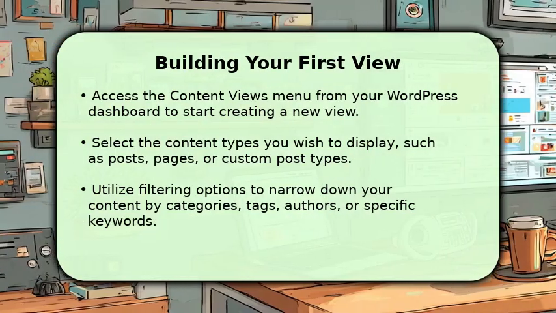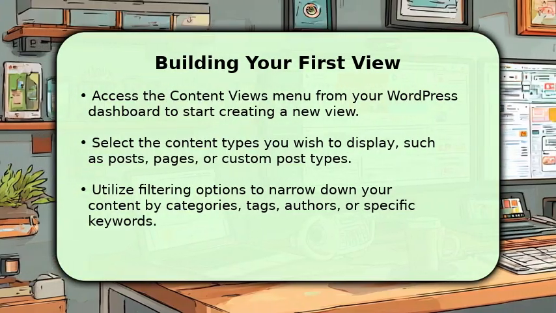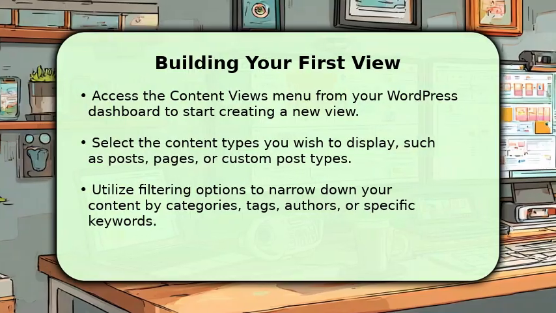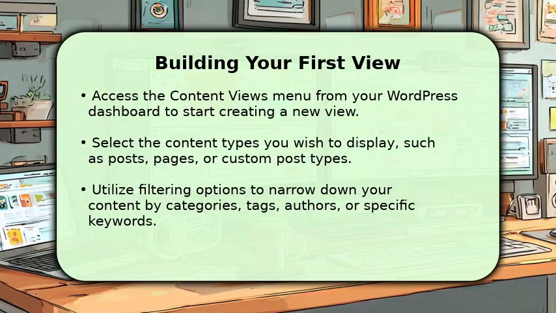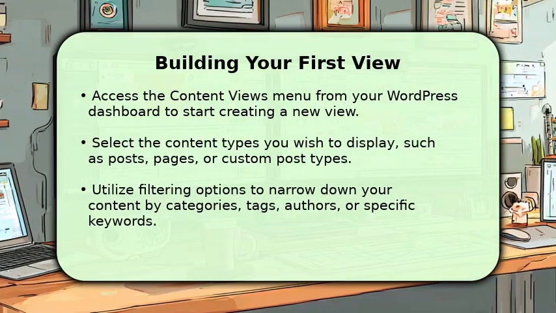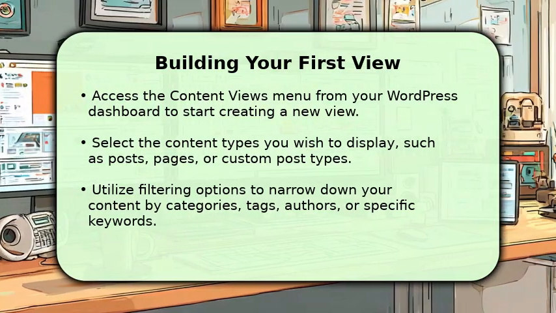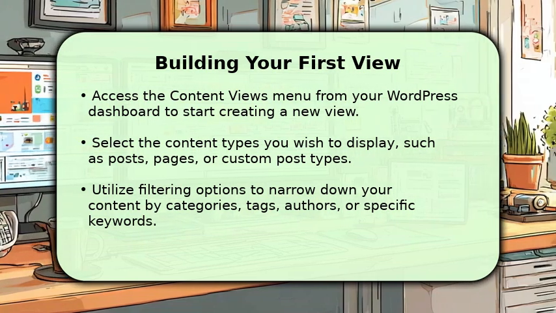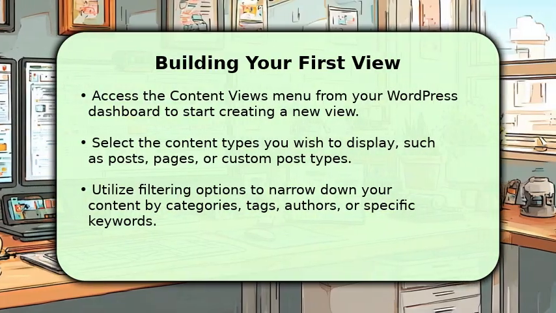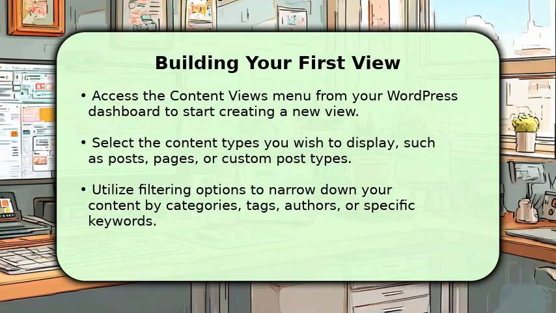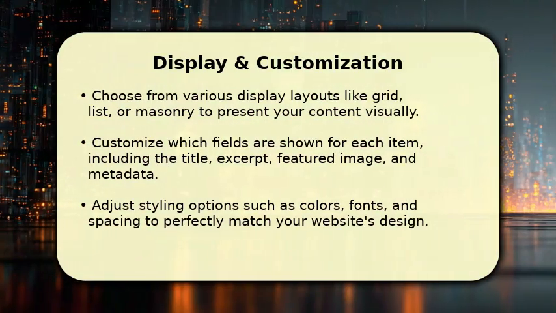Now that Content Views is active, let's create your first display. In your WordPress dashboard, find Content Views in the left sidebar and click Add New. Here, you'll define what content to show. You can choose to display posts, pages, or even custom post types. Next, use the powerful filtering options to select specific content. For example, you might want to show only posts from a particular category or articles with a certain tag. This precise control ensures your view displays exactly what you intend, making your website more organized and user-friendly for your visitors.